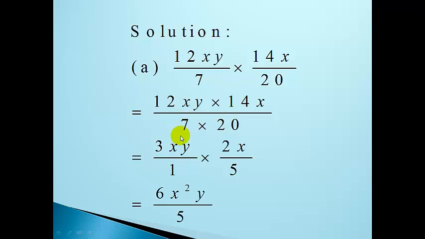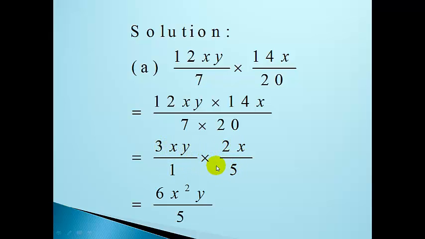So now, 4 goes into 20 5 times, and that is how come we have 5 here. 4 goes into 12 3 times, and that's how come we have 3xy here. 7 goes into 7 once, so we have 1 here. But 7 goes into 14 2 times, so we have 2x. So we have 3xy divided by 1 times 2x divided by 5.